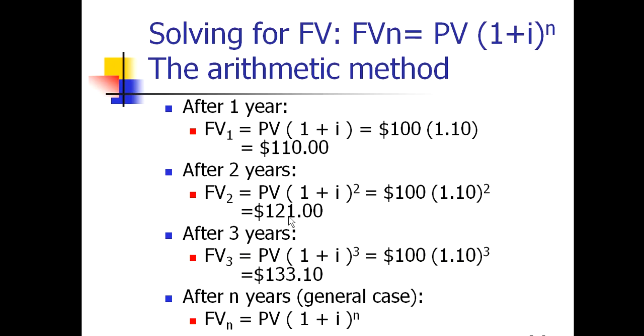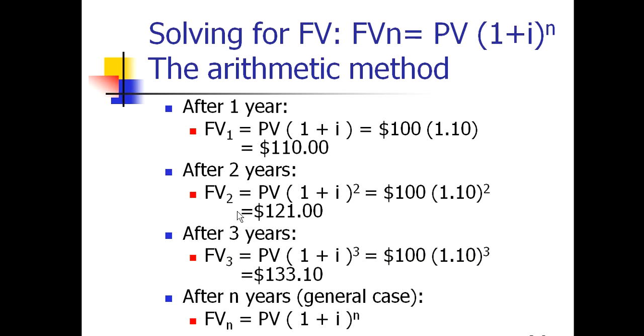For example, the $100 we are going to deposit for 3 years. After the first year, it will equal present value, which is 100, multiplied by 1 plus I, which is 10%, to the power of 1, because we are going to calculate the future value to be received after 1 year, and the answer will be $110.